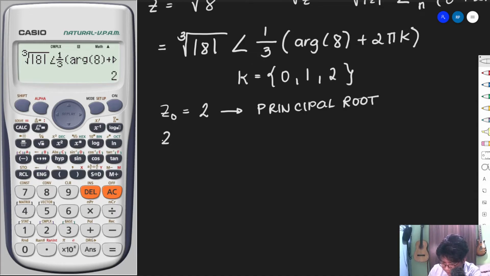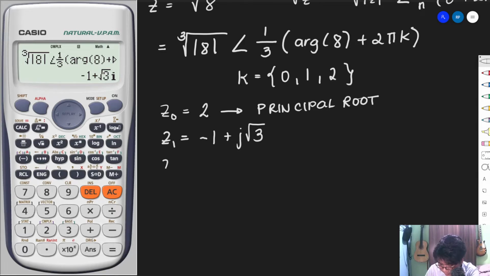Now, what are the other two roots of the cube root of 8? It is the same. We will not remove the equation, or expression, that we typed. We just press calc. What is x? 1. Since we are done with 0, then we have negative 1 plus j square root of 3. Okay, so this is our second root, other than the principal root.